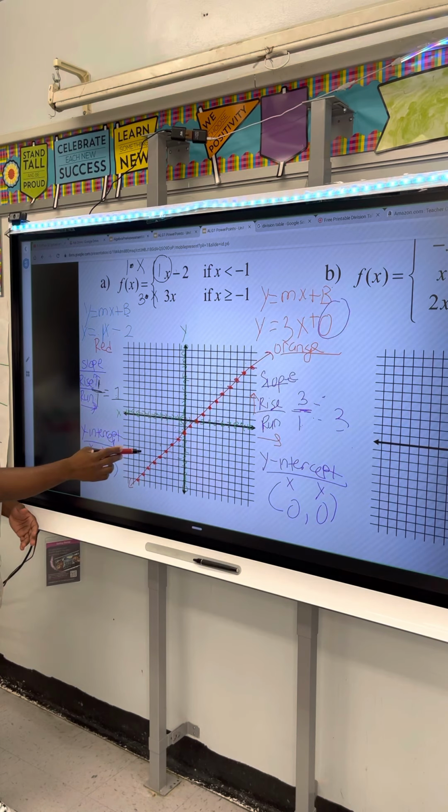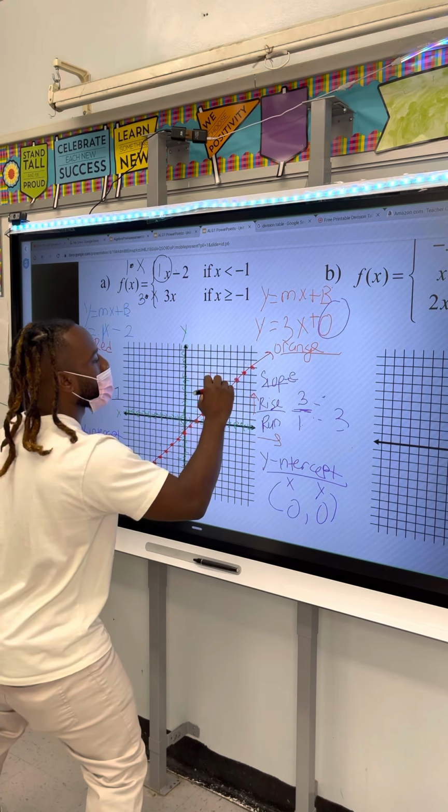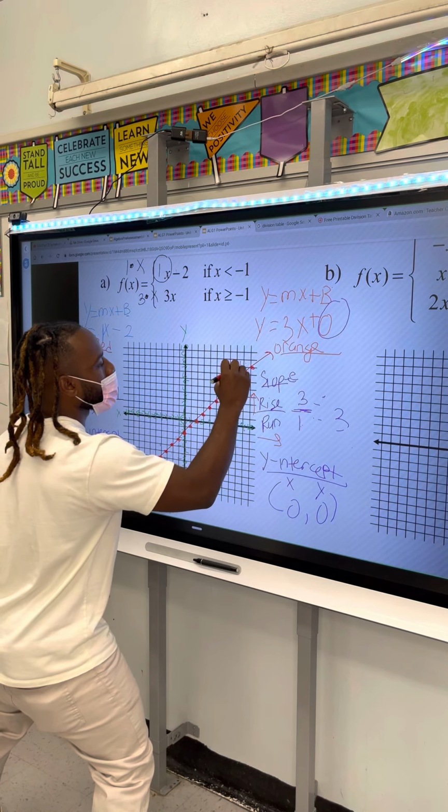Is it 1x minus? You want me to label it? Yeah. Okay, so I'm going to put it right here: y equals 1x minus 2.